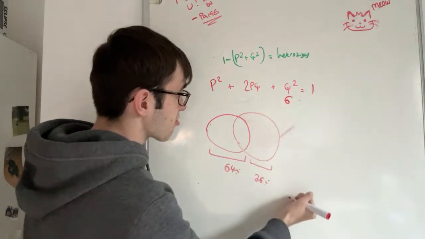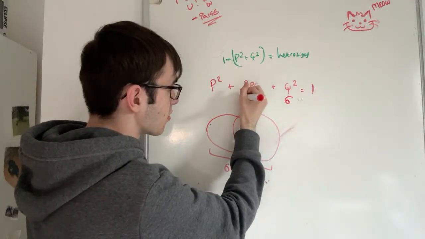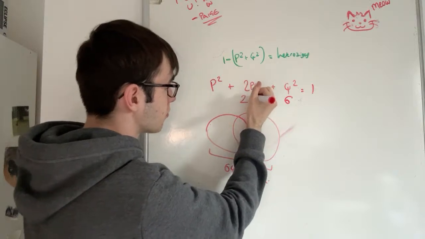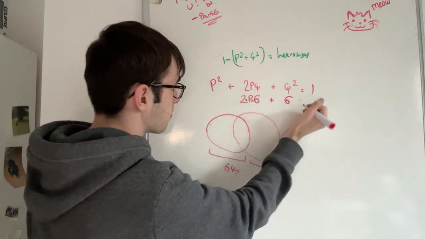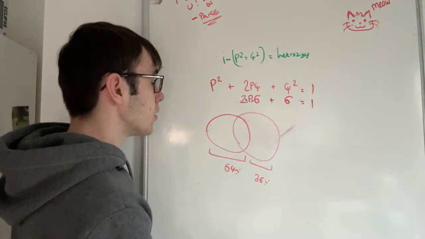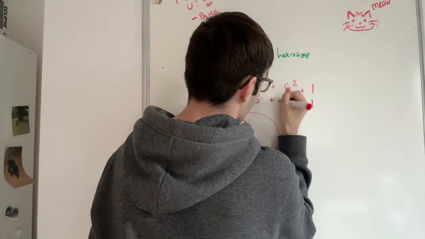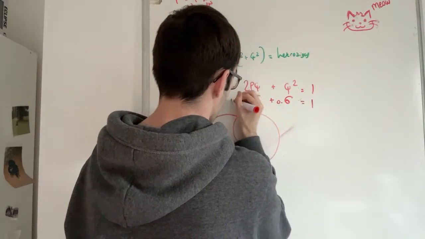That has to be 6. 2 times p times 6. But obviously this is going to be in integers, so 0.6.